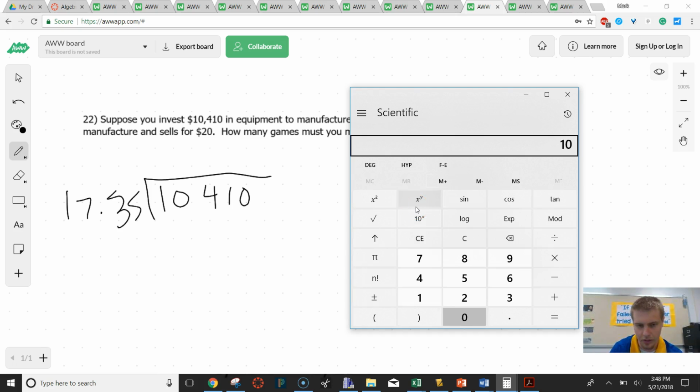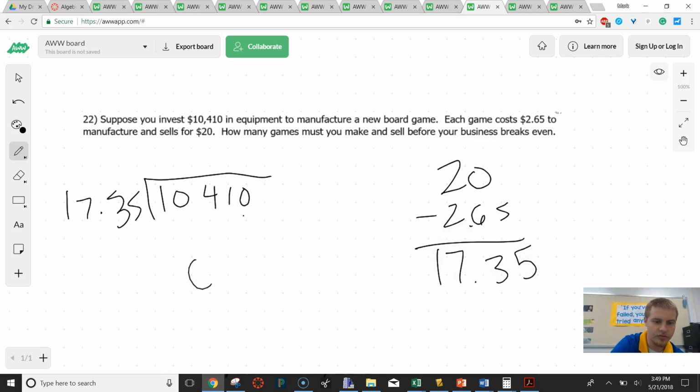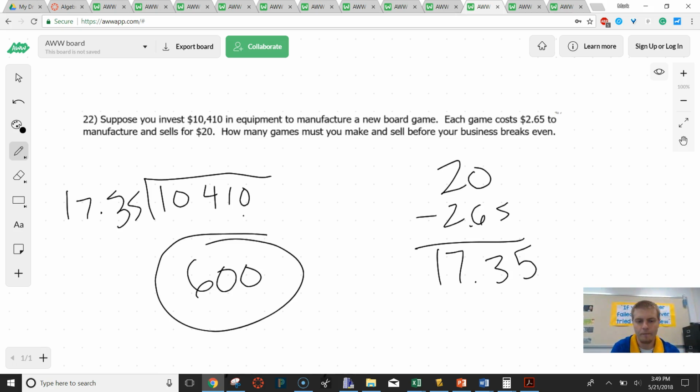So I'll do that really quick. So I would need to sell 600 games before I would break even. And after I sell 600 games, that's where I'd start making a profit. Let's try the next problem.